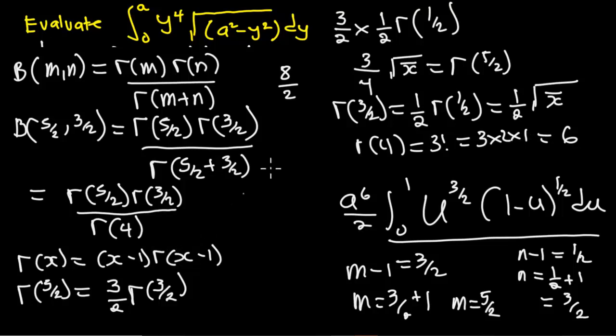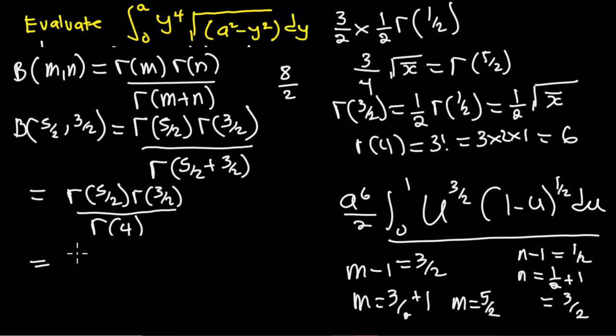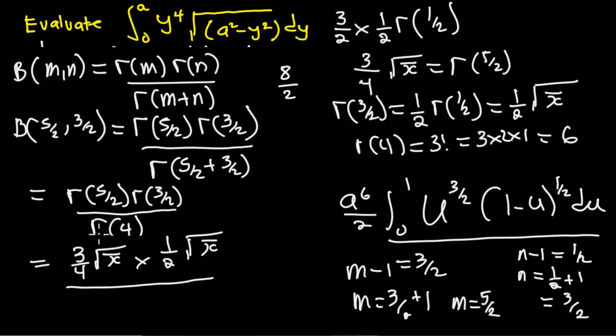So here we are going to have, now gamma of 5 on 2, we had 3 over 4 times the square root of pi. So we're going to have 3 over 4 times the square root of pi times, and then gamma of 3 on 2, we had 1 over 2 times the square root of pi, all over, and then gamma of 4, we had 6.